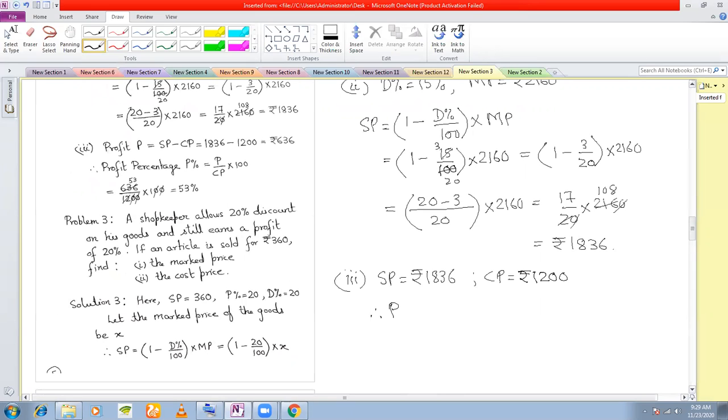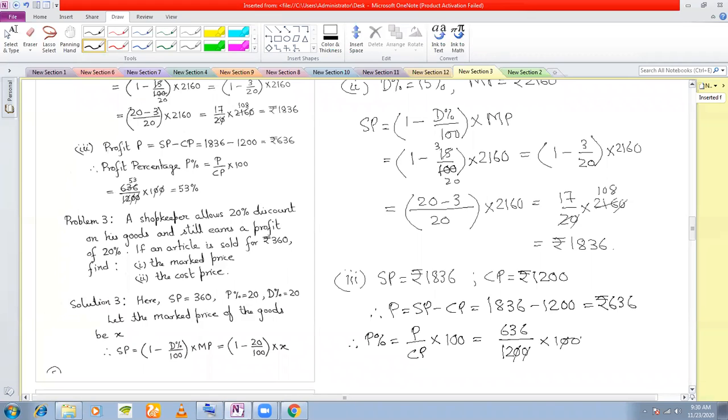So therefore, what is the profit? SP minus CP. 1836 minus 1200, which is 636. And therefore, what is the profit percentage? It is profit by cost price, because profit or loss is always calculated on the cost price. So this is 636 divided by cost price, which is 1200, into 100.